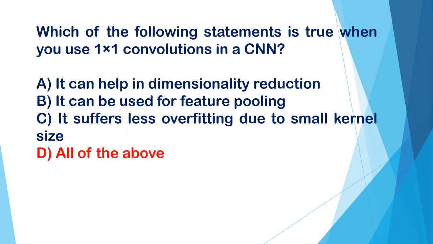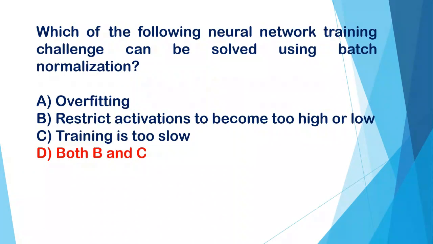Which of the following statements is true when you use 1x1 convolution in a CNN, that is, Convolutional Neural Network? A: it can help in dimensionality reduction. B: it can be used for feature pooling. C: it suffers less overfitting due to small kernel size. D: all of the above. And the correct option is D, all of the above.